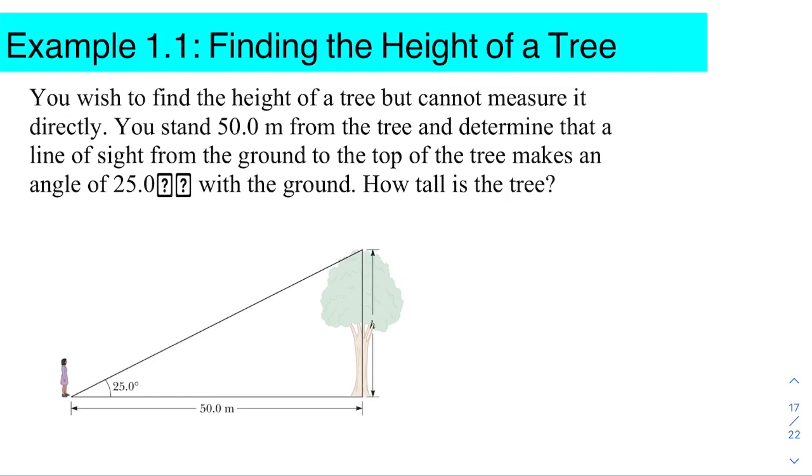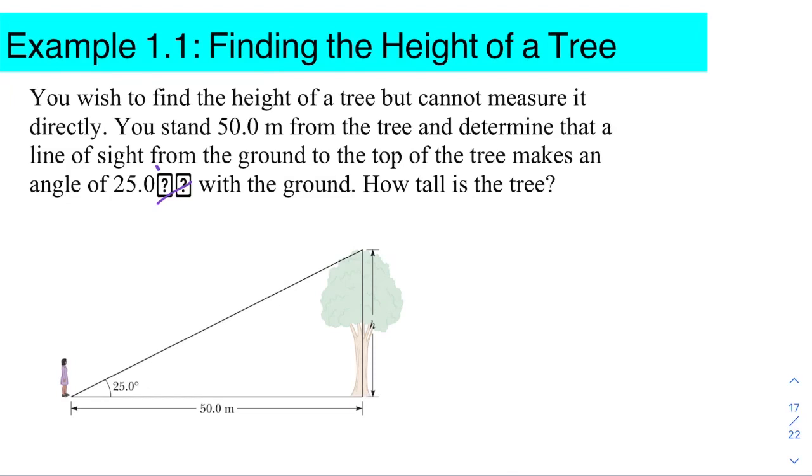And we're back to example 1.1. This is actually the application to simplify things surrounding us. Finding the height of a tree. If you wish to find the height of a tree but cannot measure it directly, you stand 50 meters from the tree and determine that a line of sight from the ground to the top of the tree makes an angle of 25 degrees with the ground. How tall is the tree?